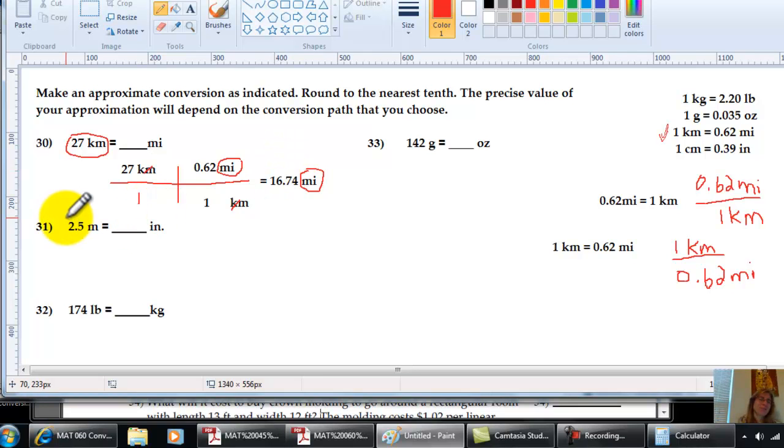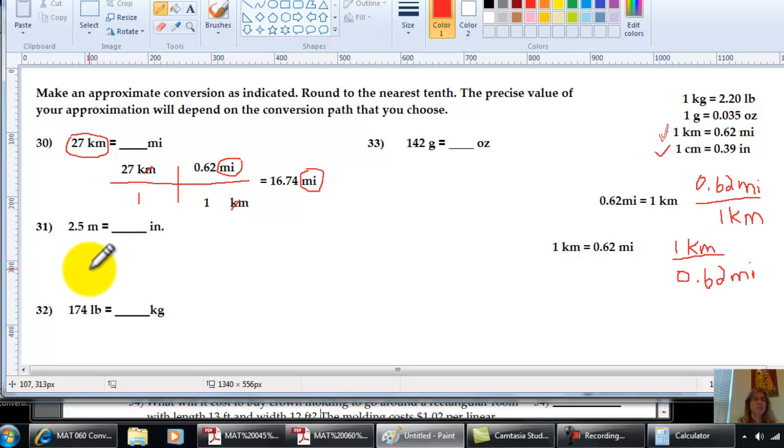Alright, so what you have here is 2.5 meter, and you're going to change it to inches. Well, we don't have a meter to inch conversion that was given to us. We have centimeter to inch. But we know we can change a meter to centimeter because you've done that in other situations. So first we're going to do that.